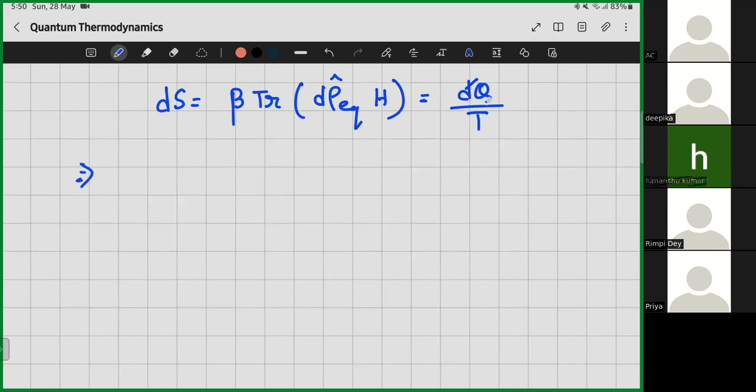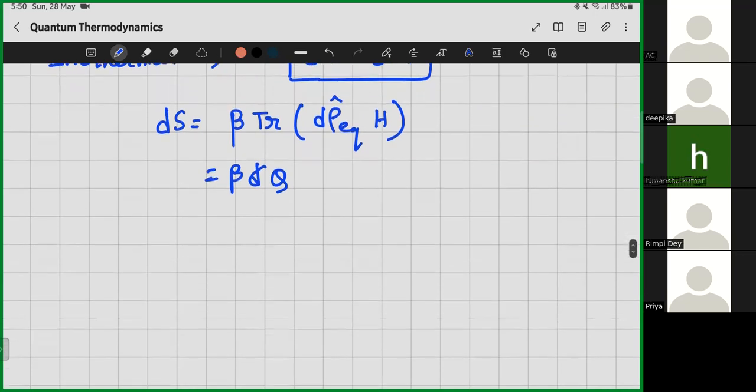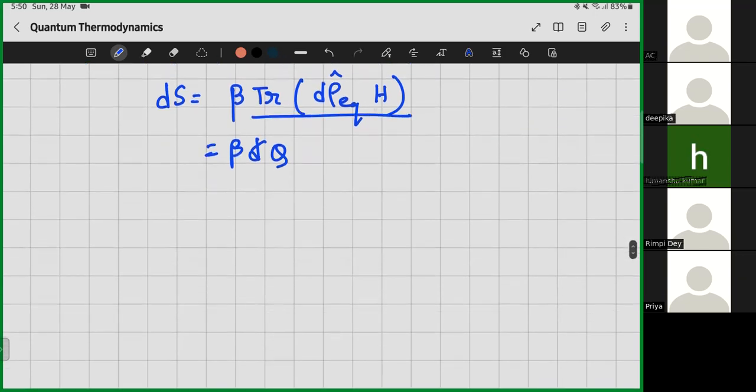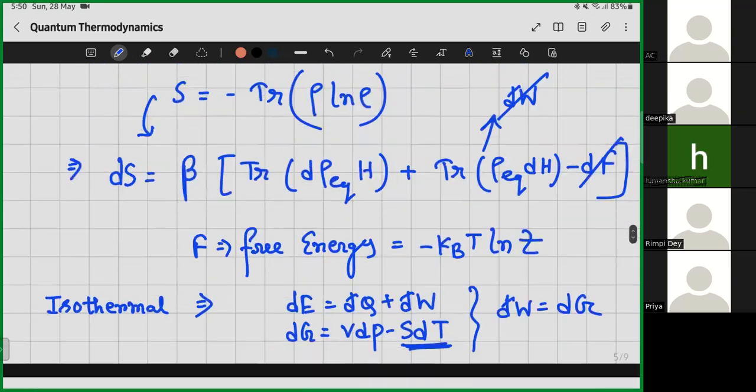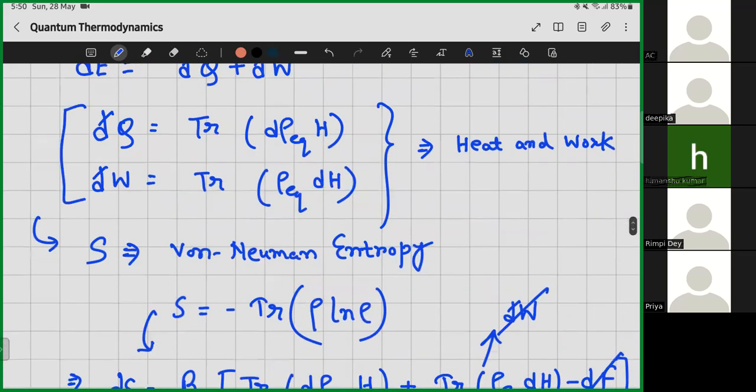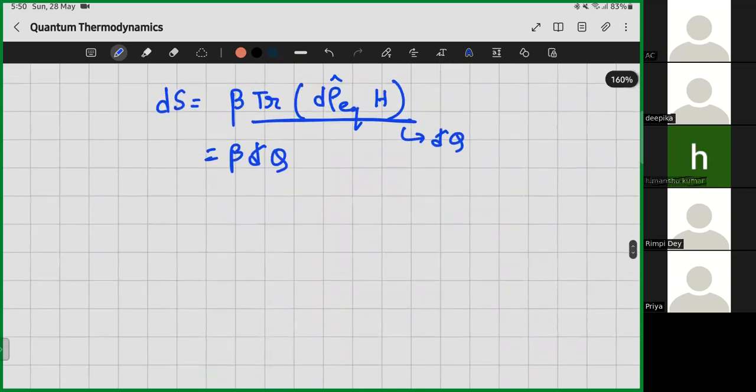Or we can write it like this: beta d cross q is better. So it's consistent that ds is equal to beta d cross q, and this, again, we know is d cross q. That's why from here also we can say that if we consider this, then everything is consistent. We can write that ds is equal to beta d cross q.